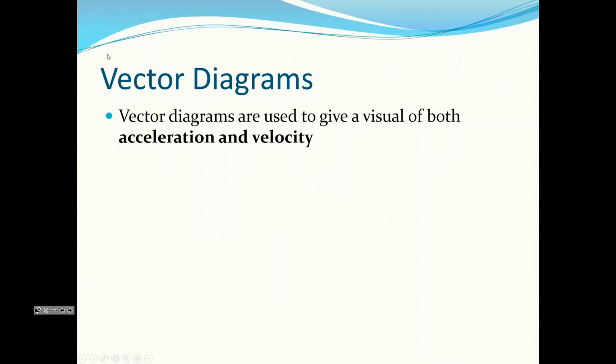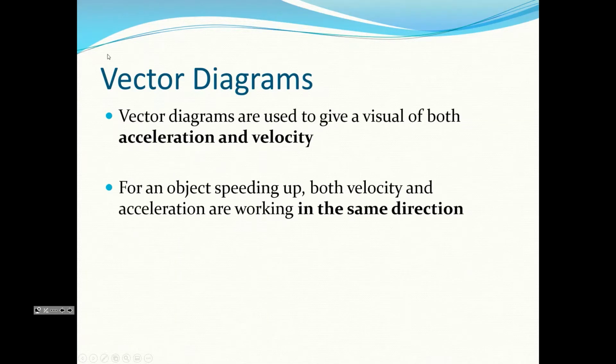Vector diagrams are used to give both a visual of acceleration and velocity. We've already done free body diagrams, but now with acceleration, we're going to add these vector diagrams. For an object that's speeding up, both velocity and acceleration are going to be working in the same direction. So let's draw a little picture here. I'm going to show what a vector diagram would look like for an object that's speeding up.